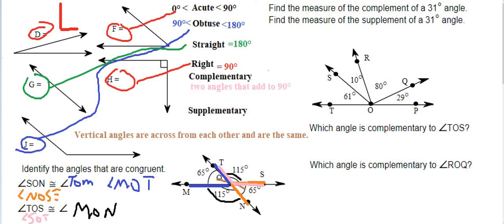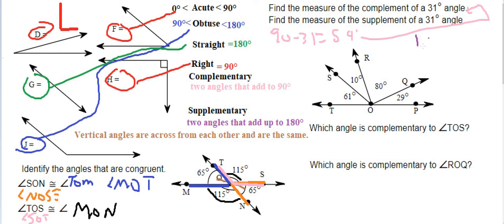Two angles that add up to 90 degrees are complementary. So to find the complementary angle to 31 degrees, this would be 90 minus 31, which would be 59 degrees. So that would be the complementary angle. The supplementary would be two angles that add up to be 180 degrees. So the supplementary angle to 31 degrees would be 180 minus 31, which is 149. Use your calculator, because a lot of students will say 159. This is 149 degrees. That's the angle that's supplementary.